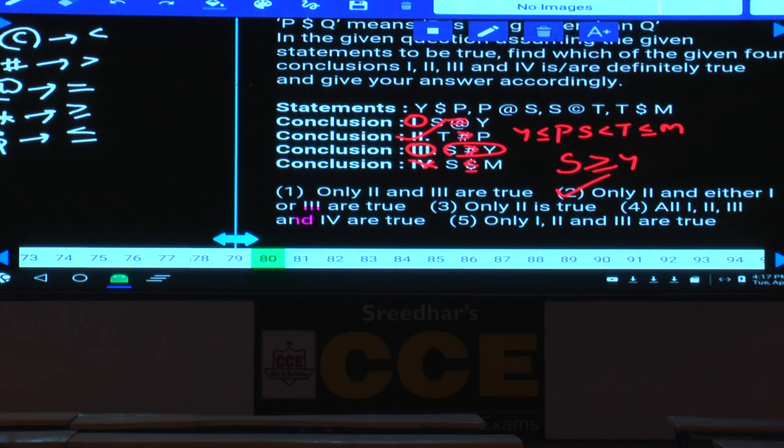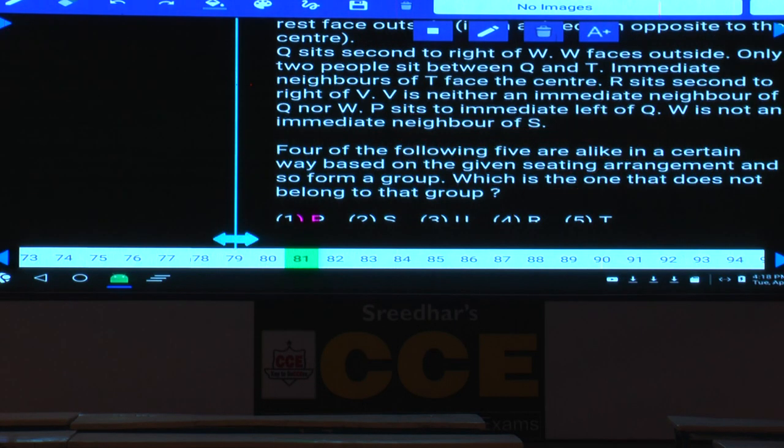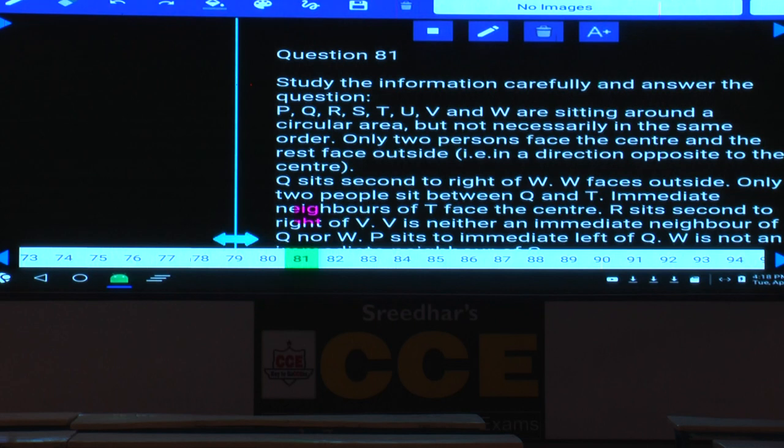Now this is about question number 76 to 80, coded inequalities. Then after this, question numbers 81 to 85. Now in this 81 to 85, tell me what is the information here? Now it is based on a seating arrangement. P, Q, R, S, T, U, V, and W are the 8 persons seated around a circular table, but not necessarily in the same order.